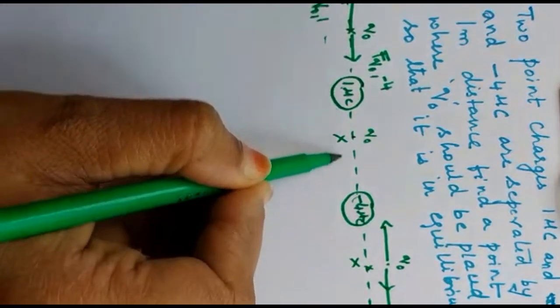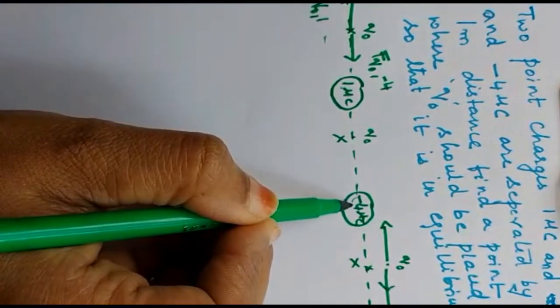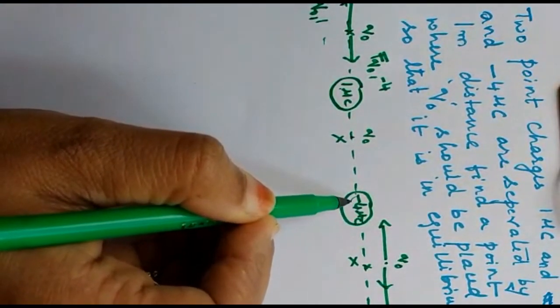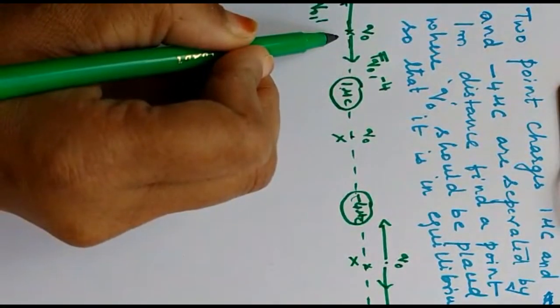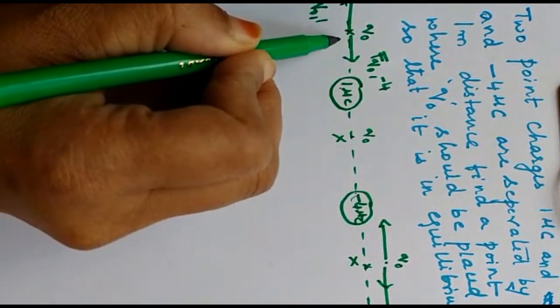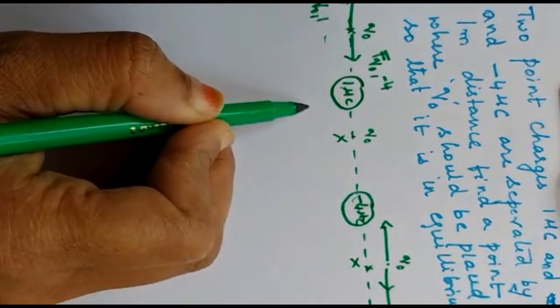So if they give you two opposite charges and you have to locate a point where equilibrium is present, select the point outside the system close to the smaller magnitude of charge. Okay, and now let us see the solution.